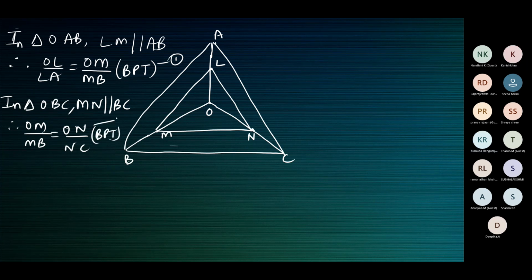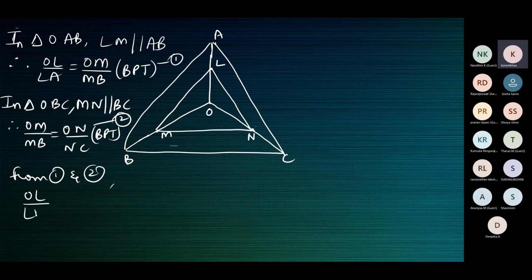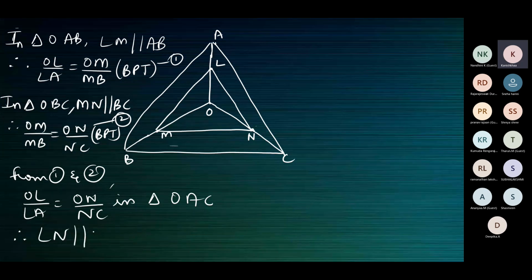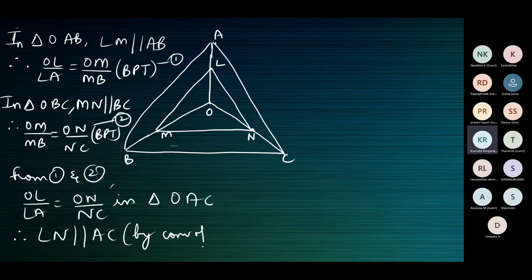Since OM by MB is common in both, and they are equal to OL by LA and ON by NC, OL by LA will be equal to ON by NC, ma'am. This is in which triangle? In triangle OAC, ma'am. So therefore LN will be parallel to AC, ma'am. By? Converse of BPT. Very good. By converse of BPT.